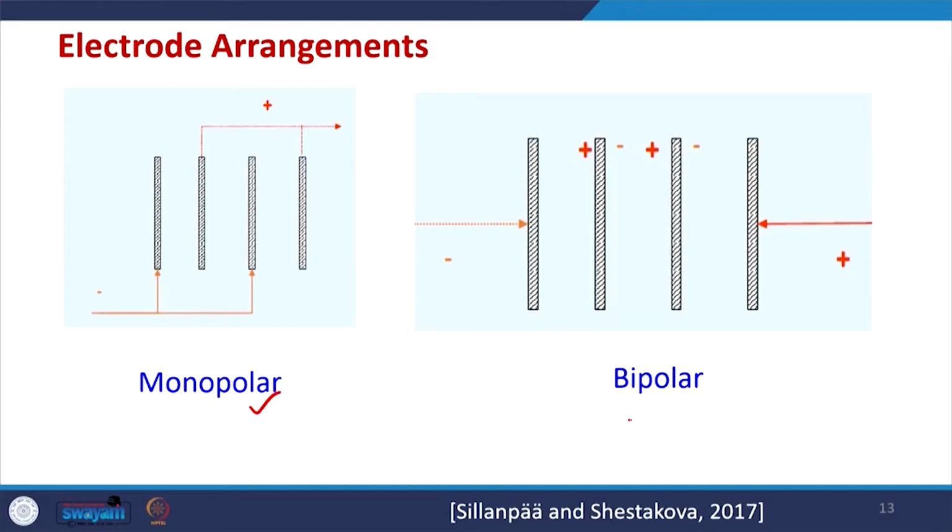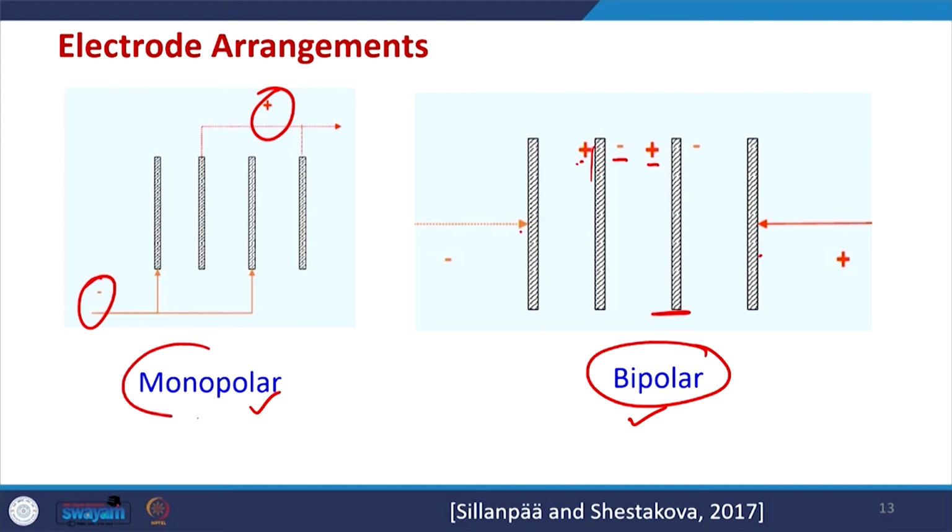Now, there are different arrangements of electrodes which are possible. One is called monopolar, another is called bipolar. Suppose we have 4 electrodes. We can connect 2 of them to the negative and 2 of them to the positive. There is another possibility that we connect only 2 of them. Here this electrode is behaving negative with respect to this, and this surface is behaving positive with respect to this. So, this is the bipolar configuration, and this is the monopolar configuration.